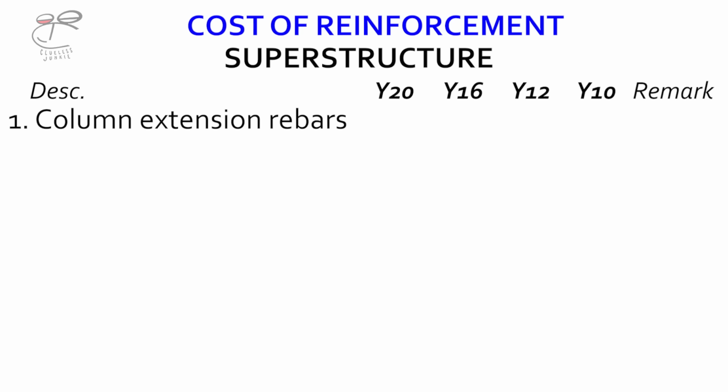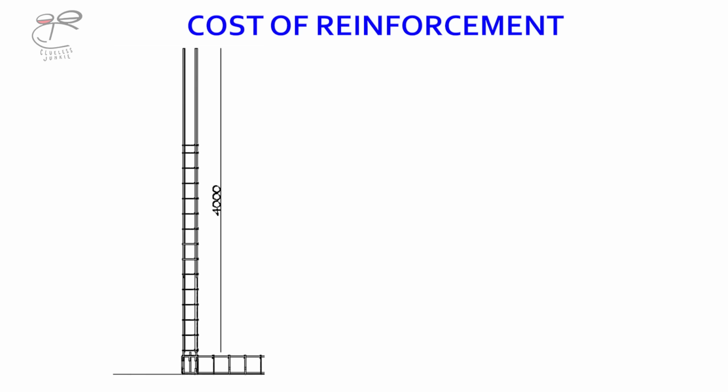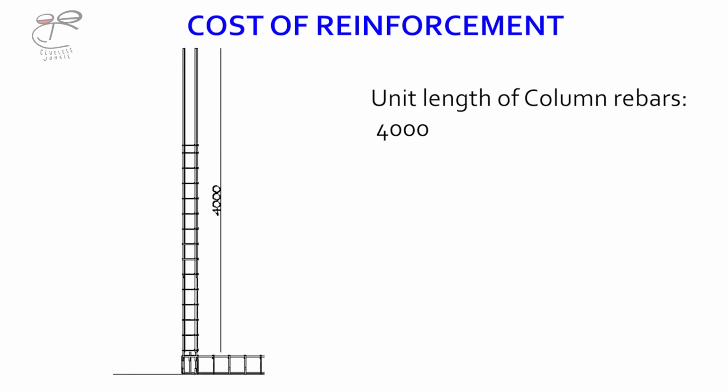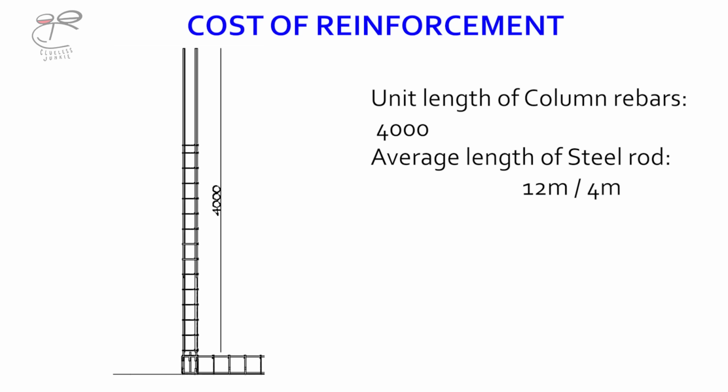For the column extension rebars, the details of these bars will be stated clearly in the structural drawing, and for this floor plan, the unit length of the column rebars is about 4 meter, and we know that the average length of a steel rod is 12 meter.